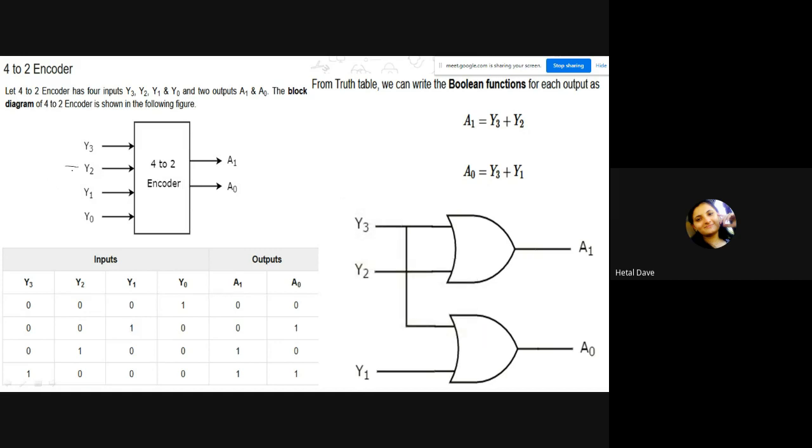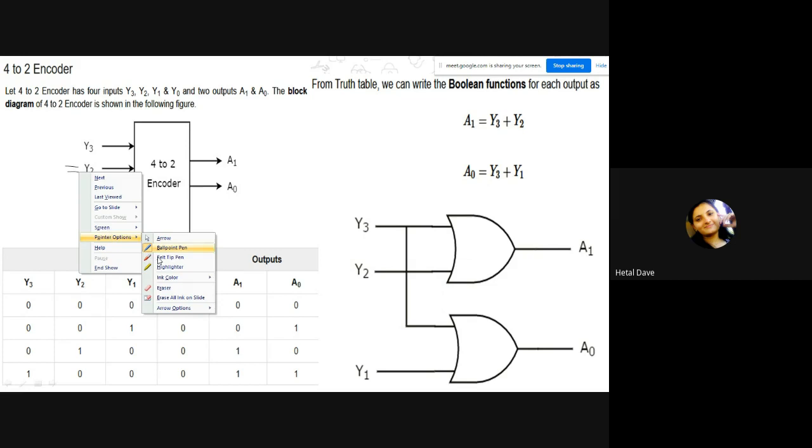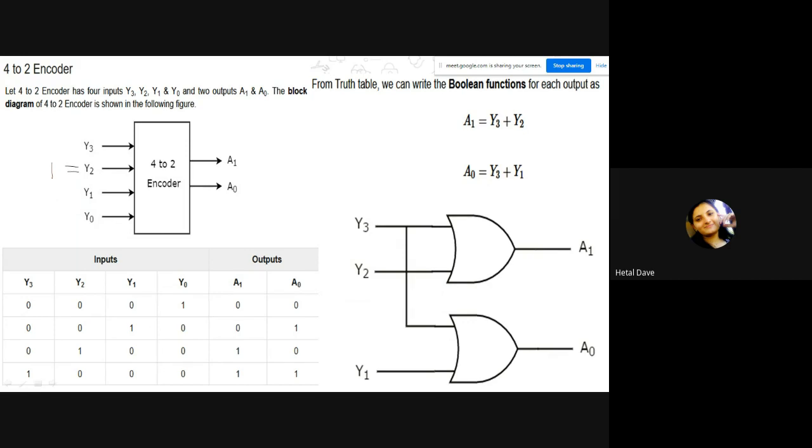If I take y2 as 1, so y2 is pressed, meaning this switch is pressed. These switches are not pressed, meaning they are 0. Then y3 is 0 and y1 is also not pressed, so 0. So the output is 1 0. Whenever y2 is pressed, our output should be 1 0.